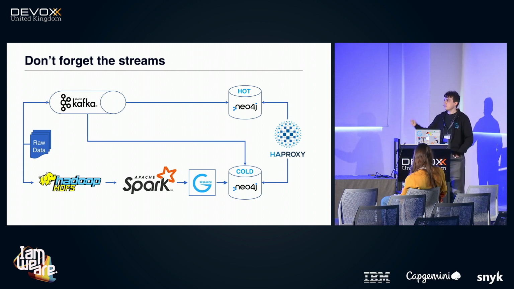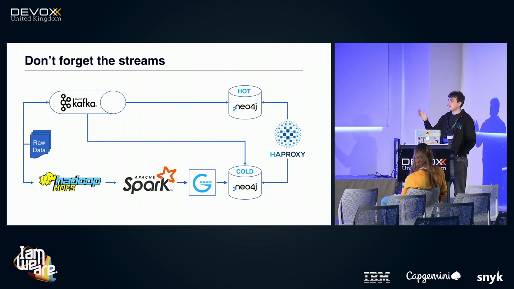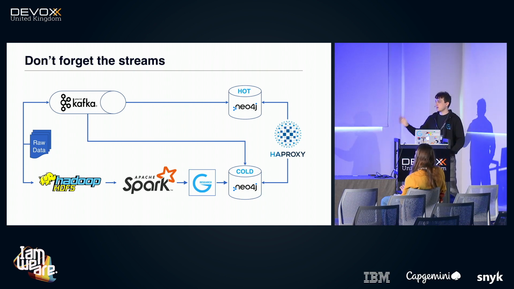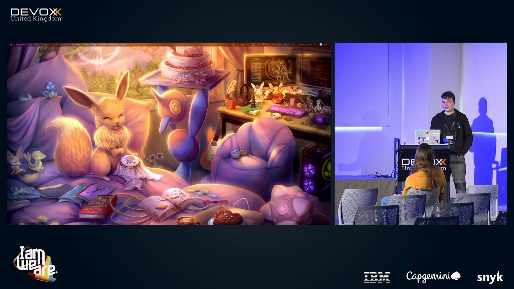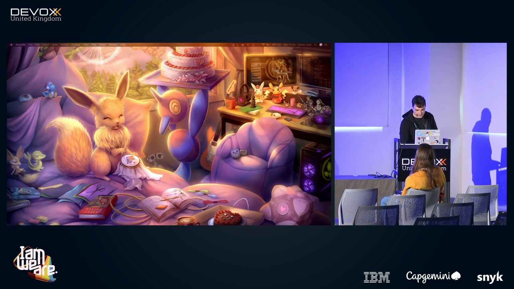Raw data flows in, goes both to Kafka and Hadoop. If it's small enough, it's going through the Kafka system straight into the hot instance, but always going to Hadoop regardless. Spark starts up, takes note of where the Kafka offset is, takes all of that data, and then pre-processes it in that way that we discussed.